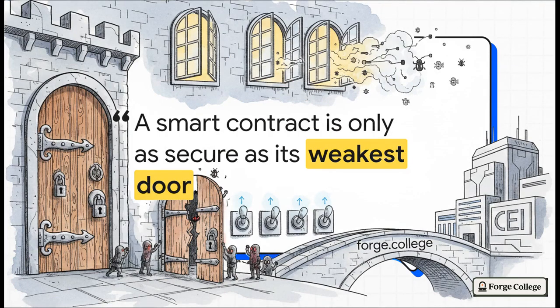To wrap this all up, keep this quote from the material in your head. A smart contract is only as secure as its weakest door. Make absolutely sure your locks are checked, your switches are flipped, and only then open your windows.